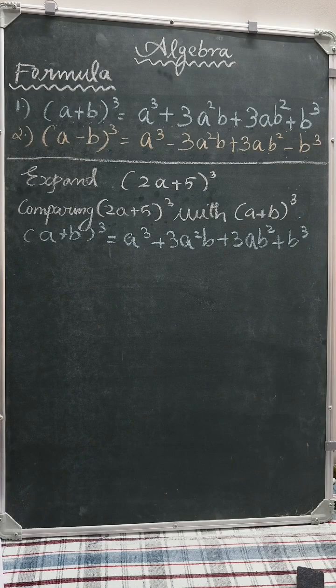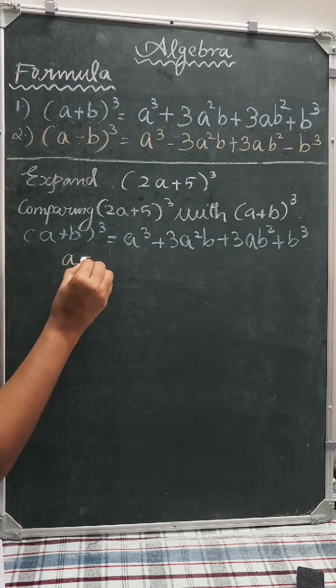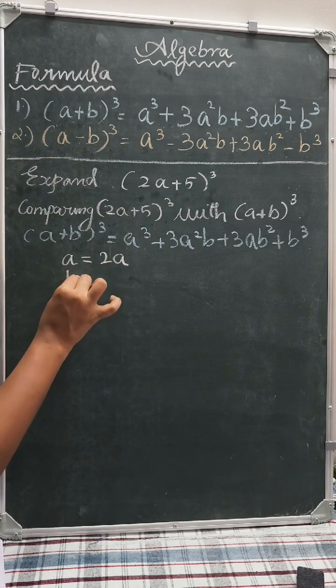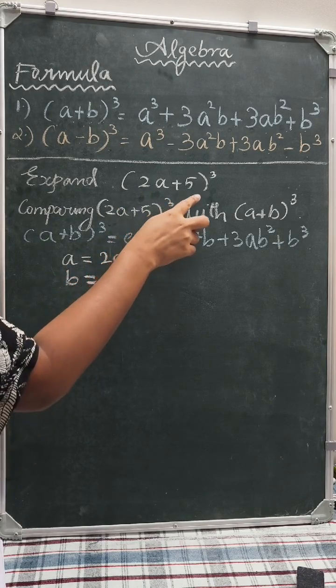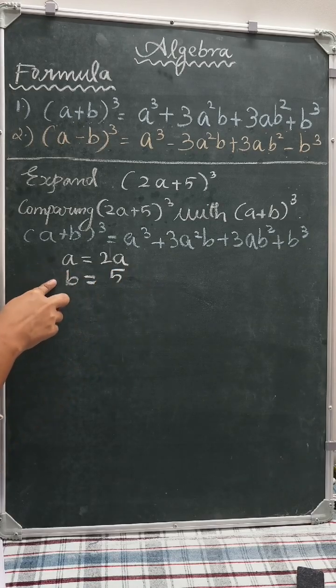Okay. Now we have to write what a is. So a is equal to what? The given 2a. And b is equal to what? In the place of b we have 5. So now we are going to use this in the formula.